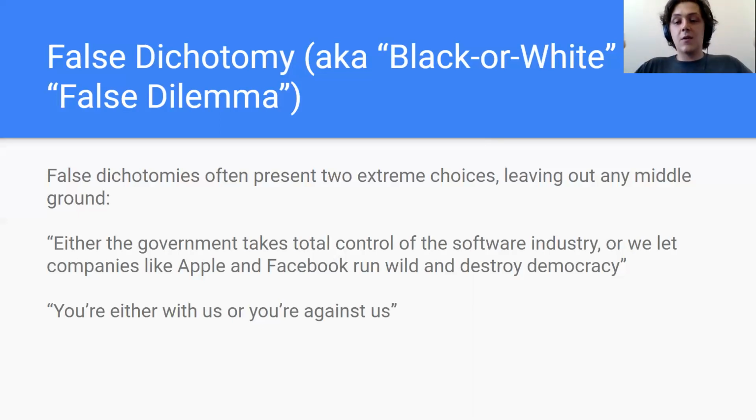This is just a historical example. You're either with us or you're against us. And George W. Bush is not the only person to have said this. This sentiment has been expressed many times by many people in many different scenarios. But you're either with us or you're against us.